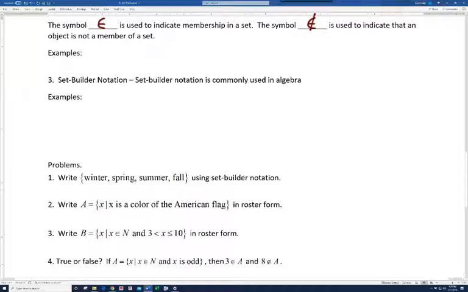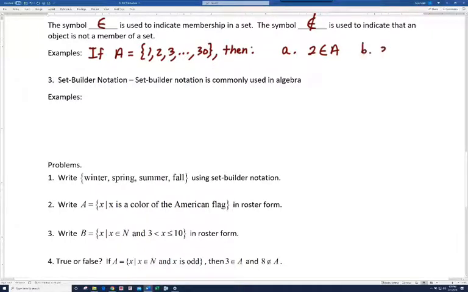So here's an example of that. If we have the set A that consists of the natural numbers from 1 to 30, then the following are both true. A, 2 is an element of A. Well, 2 is in that set. B, 31 is not an element of A. So 31 is bigger than 30. It's not in the set. That's how we indicate it.